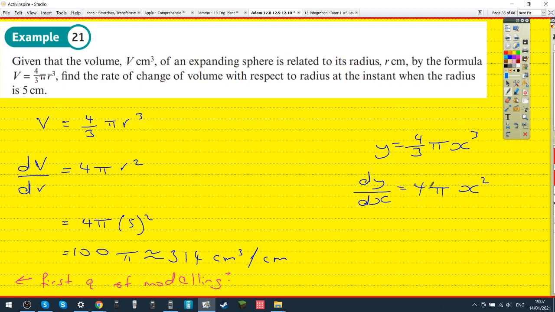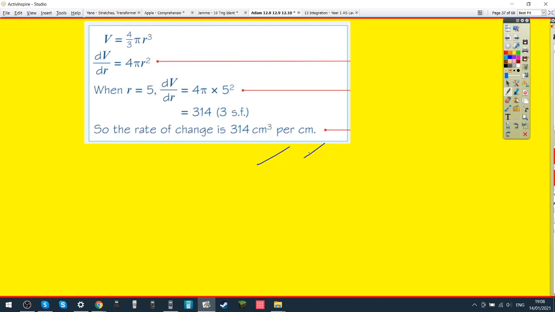dy/dx is the change in y with respect to x. And so now it's dV/dr, change in volume with respect to radius. It's an expanding sphere. So first it might be like that, and then after a while it's like that. That type of thing.